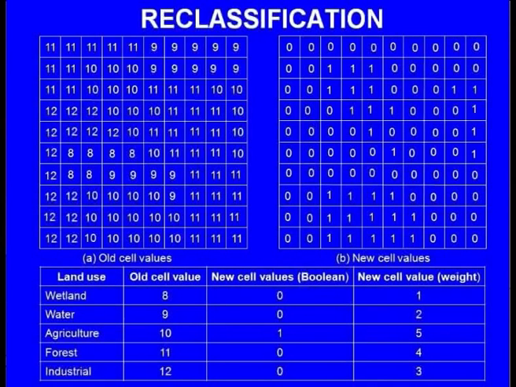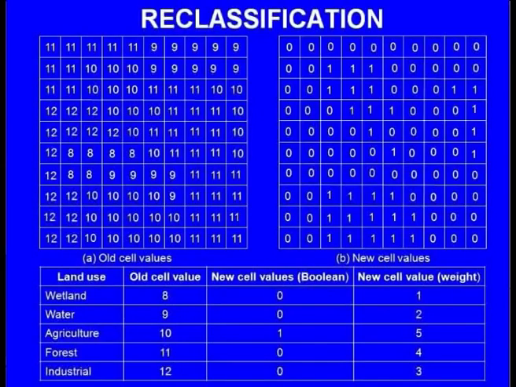For example, wetland has a code of 8, water has a code of 9, agriculture is coded as 10, forest as 11, and industrial area as 12. Now, from this particular raster data, the analyst is interested in only finding out those areas which belong to agriculture.